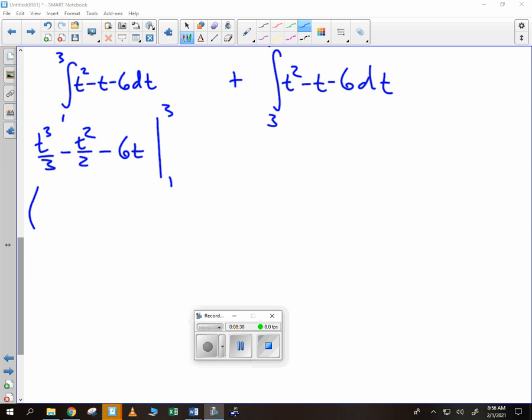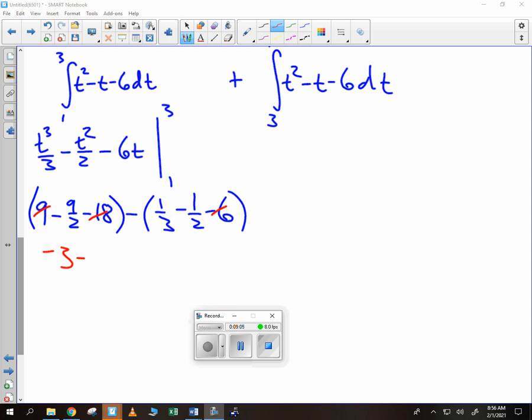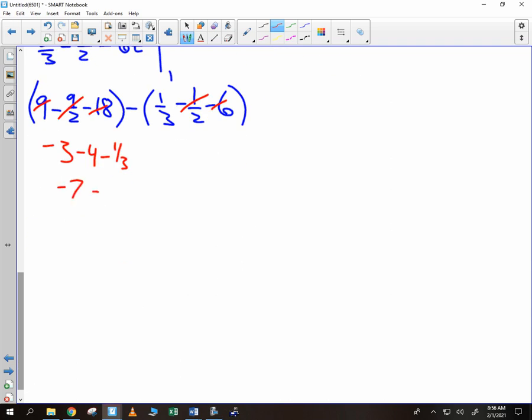Let's try that again. So we get 9 minus 9 over 2 minus 18. And then 1/3 minus 1/2 minus 6. That looks better. 9 minus 18 is negative 9. And then plus 6 will be negative 3. Negative 9 halves minus a negative 1/2 will be negative 8 halves, or minus 4. And then we have a minus 1/3. So negative 7 minus 1/3, or negative 21 over 3 minus 1/3, is negative 22/3.